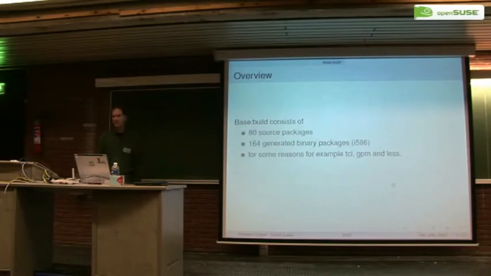So how does this base build look like? At the moment, I say at the moment because it of course changes if people add dependencies or packages get split, packages get removed. It's 80 source packages and 164 generated final packages. There is still stuff in there like Tcl or GPM and less.